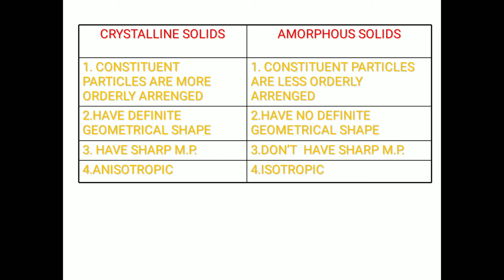Whereas amorphous solids melt over a range of temperatures. They do not have a sharp melting point. For example, a compound A has a melting point from 98 to 100. That means melting starts at 98 and keeps melting until 100. It is not melting exactly at one point. It is melting in a range, so they don't have a sharp melting point.